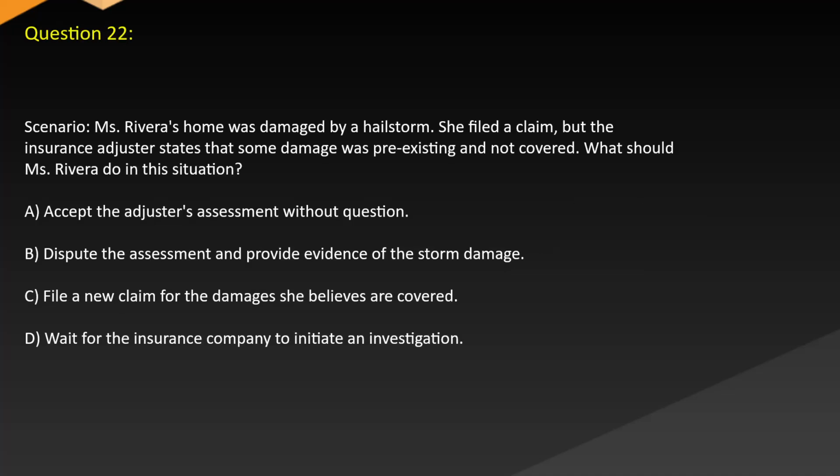Question 22. Scenario: Ms. Rivera's home was damaged by a hailstorm. She filed a claim, but the insurance adjuster states that some damage was pre-existing and not covered. What should Ms. Rivera do in this situation? A. Accept the adjuster's assessment without question. B. Dispute the assessment and provide evidence of the storm damage. C. File a new claim for the damages she believes are covered. D. Wait for the insurance company to initiate an investigation.